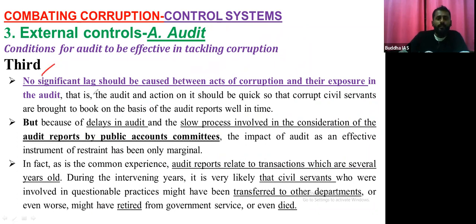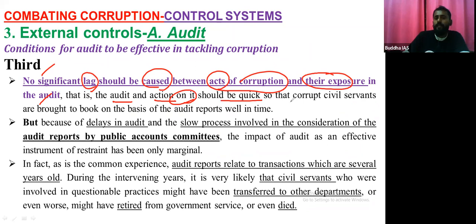Third, no significant lag should be caused between the acts of corruption and their exposure in the audit. That is, audit and action on it should be quick so that the corrupt civil servants are brought to book on the basis of the audit report well in time. I repeat this: no significant lag should be caused between the acts of corruption, when the corruption is done, and their exposure in the audit.